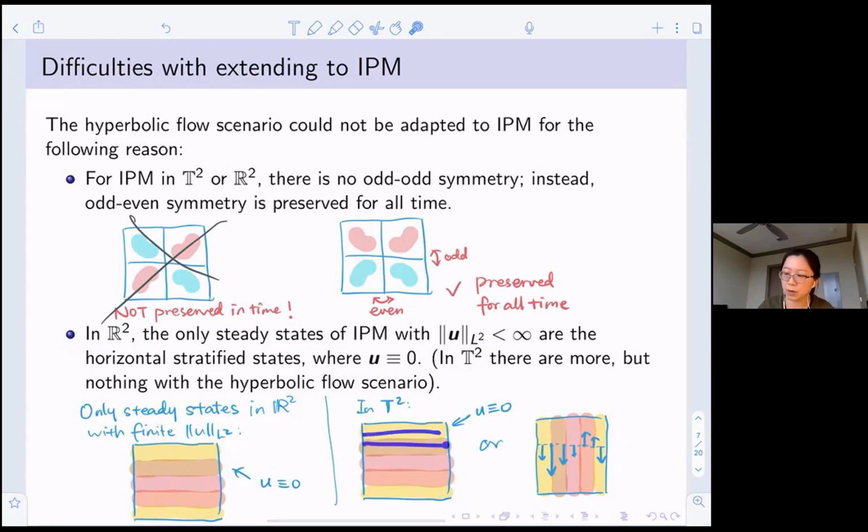So for example, other than the horizontal stratified state, one can also check that these vertical stratified states are also steady states, where the velocity field is non-zero. However, the trajectories are not approaching each other, like what is the case in the hyperbolic flow scenario. So this is a more fundamental difference.